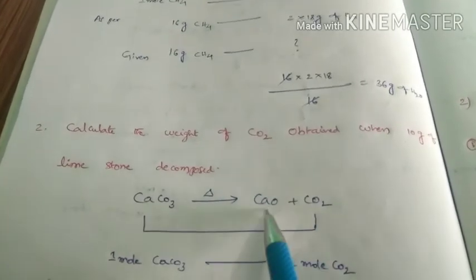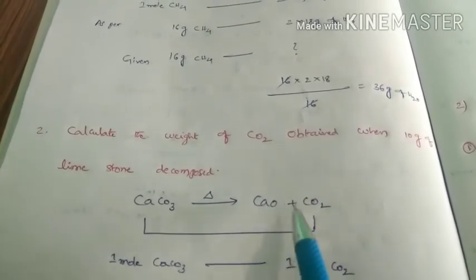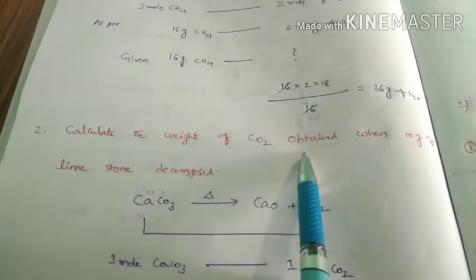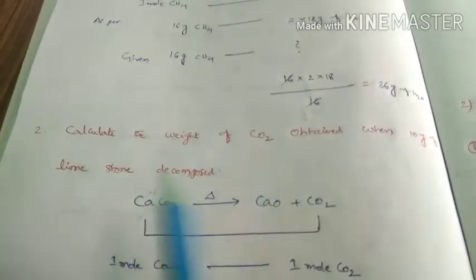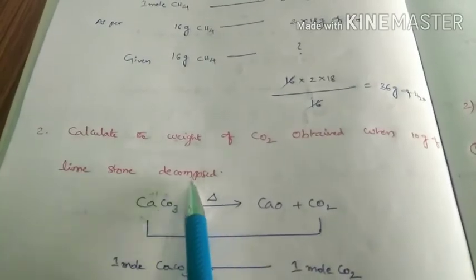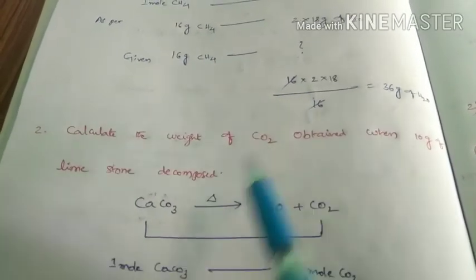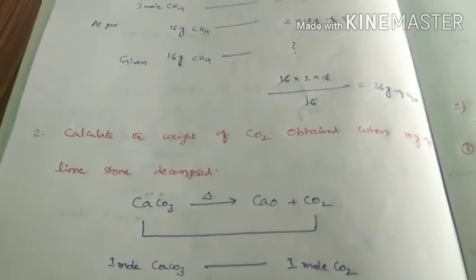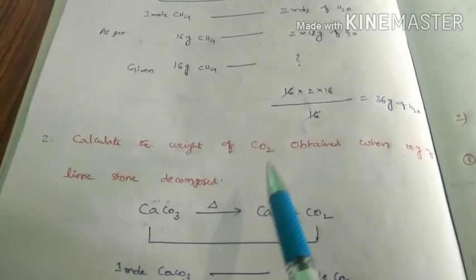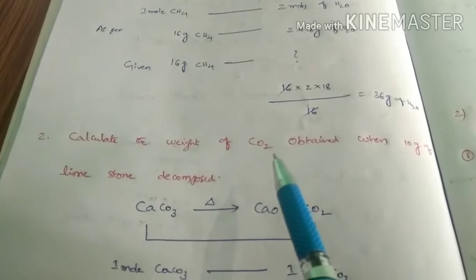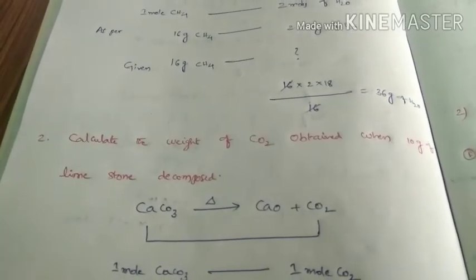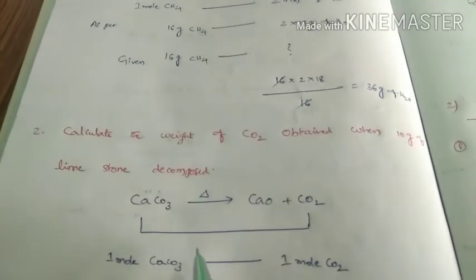How can we know that CO and CO2 will be formed? Because in the question itself, CO2 is obtained. That means CO2 will form from limestone. So by using that point, we can write the equation. I told you already, in the question itself, the equation will be given indirectly. In every question, the equation will be given indirectly.